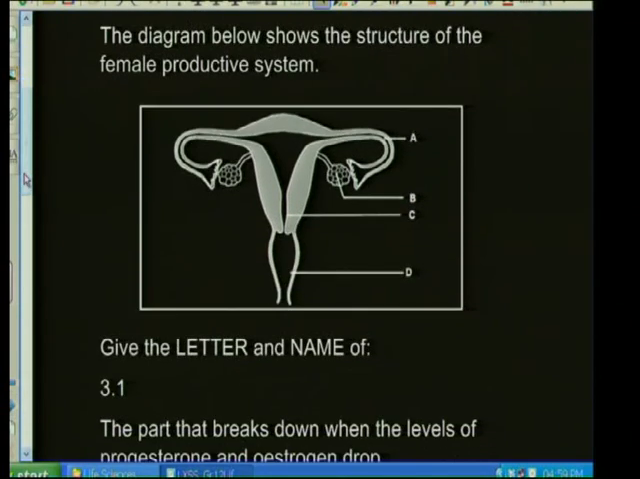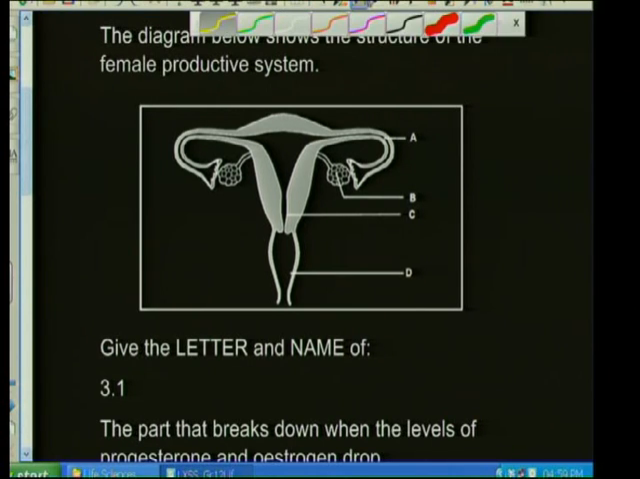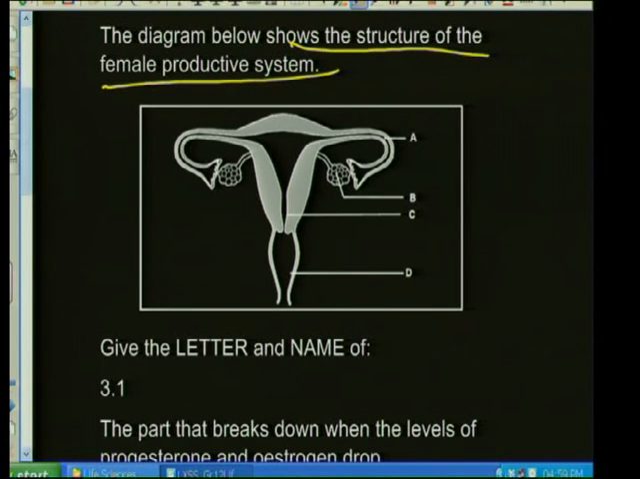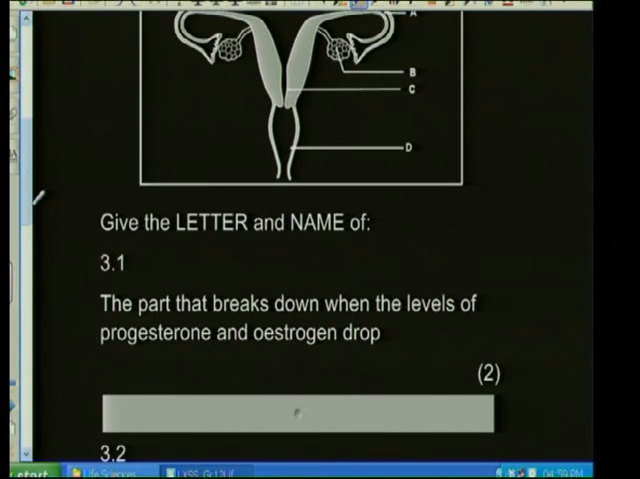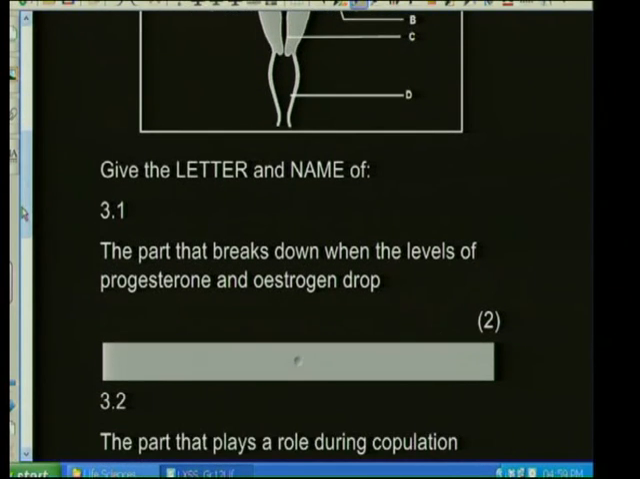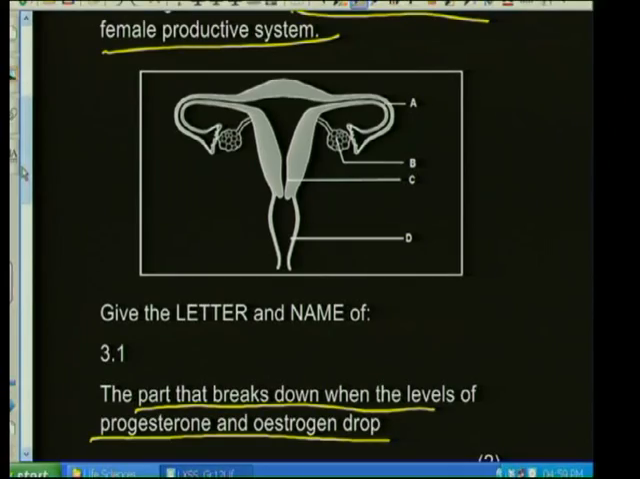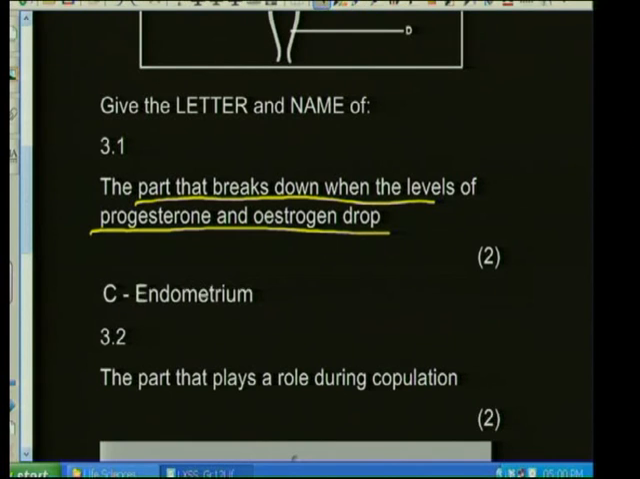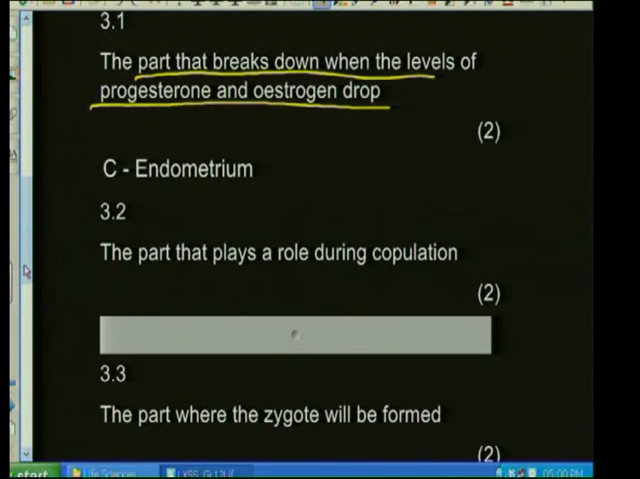Question 3. Now we did the male, let's not be unfair to the females. The diagram below shows the structure of the female reproductive system. Nice neat diagram of the female there. Give the letter and name of, same type of questions, can you see? But now we're talking about the female. Letter and name of the part that breaks down when the levels of progesterone and estrogen drop. At the end of the cycle, when the levels of estrogen and progesterone drop, which part breaks up? And that would be C, the uterine lining or endometrium.